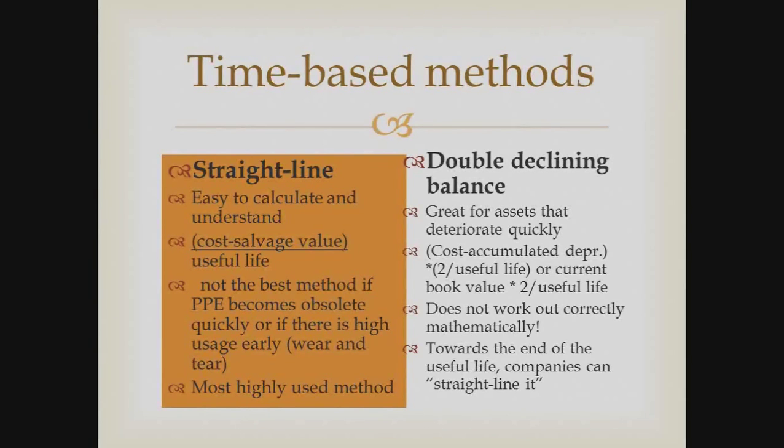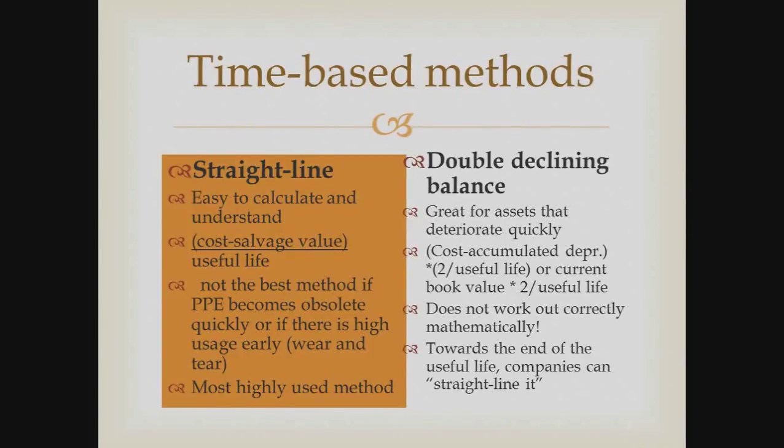This is a great method. It's easy to understand, but it may not be the best method for all different types of assets. But with the U.S. rules, you can use it for any asset. There's no restrictions. But if you have something that becomes obsolete, like computer or high-tech type things, then maybe another method would be better, like the double declining balance, which we'll take a look at here in a sec. So straight line is probably, again, up there as the most used method.